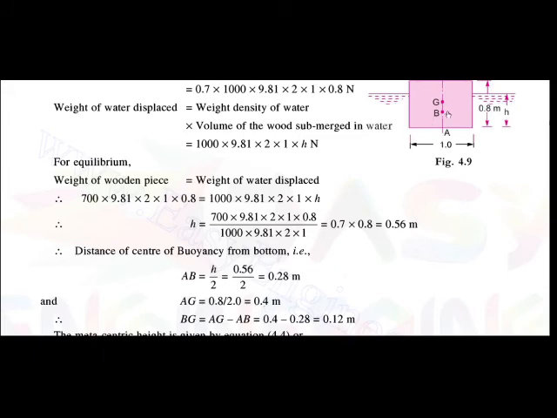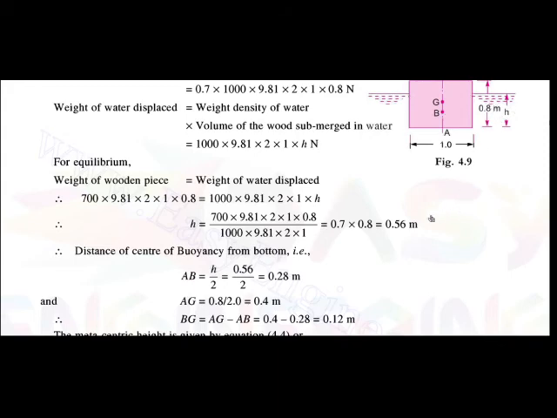And AB, that is B indicating the center of buoyancy, which means the half of the depth of this wooden block immersed in the liquid.